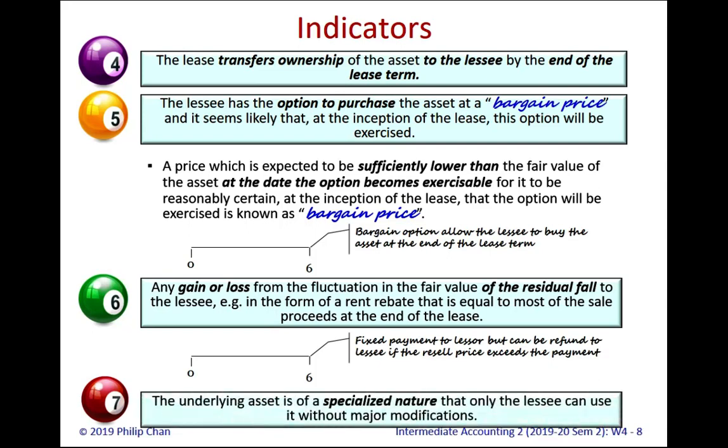Okay, number 7. Number 7 is kind of common sense. The underlying asset is of a specialized nature that only the lessee can use it without major modifications. So what does it mean? It means that the asset is quite unique, and unique to the lessee's business. So let me give you an example.